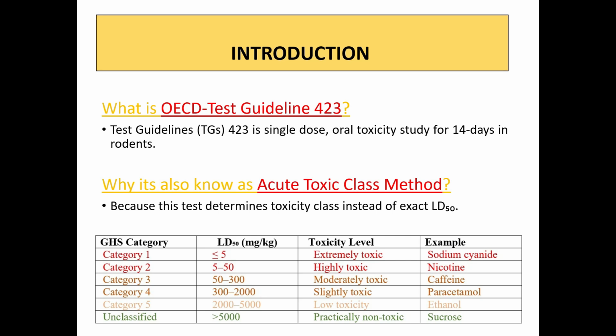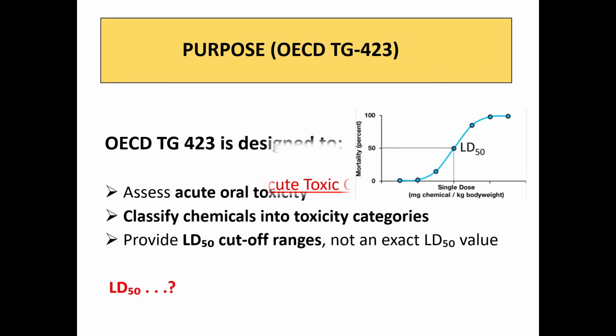For example, category 1: sodium cyanide, potassium cyanide; category 2: nicotine; category 3: caffeine; category 4: paracetamol; and category 5: ethanol. If classified above 5000, the drug is accepted as a food-like material. So next we will go to the next slide.